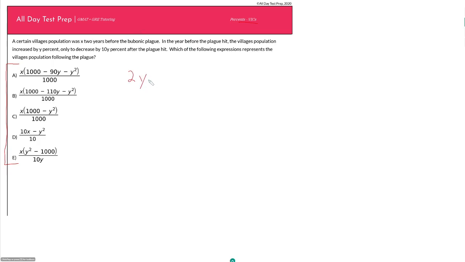We have our population from 2 years ago, so that's 2 years before the plague. Then we had our population 1 year before the plague. Then we have what we're looking for, which is our population right after the plague.